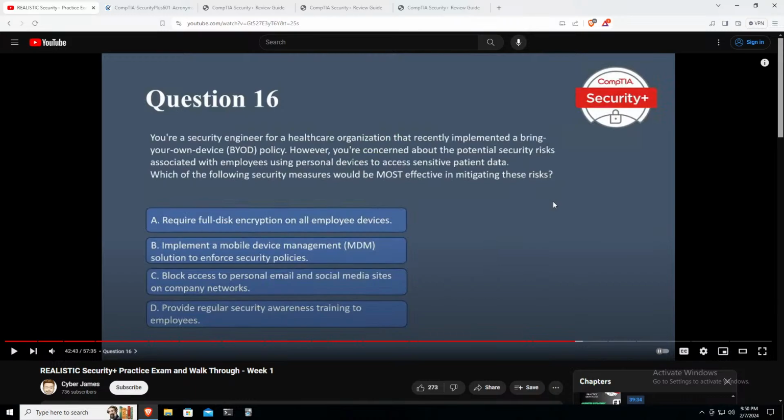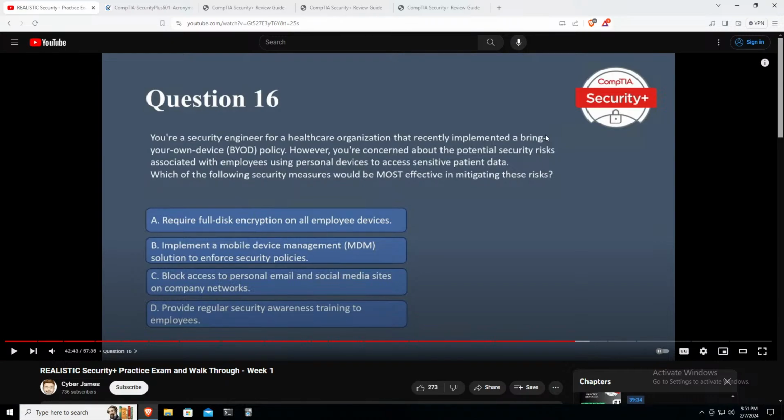You are a security engineer for a healthcare organization that recently implemented a BYOD, bring your own device, policy. Okay, so you're an engineer for a healthcare organization that recently implemented a BYOD policy. However, you're concerned about the potential security risks associated with employees using personal devices to access sensitive patient data.